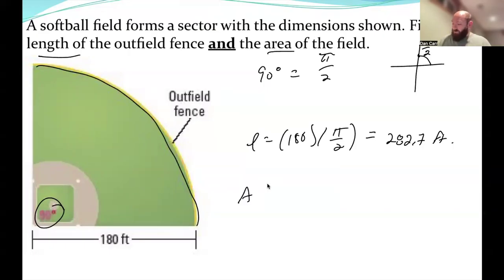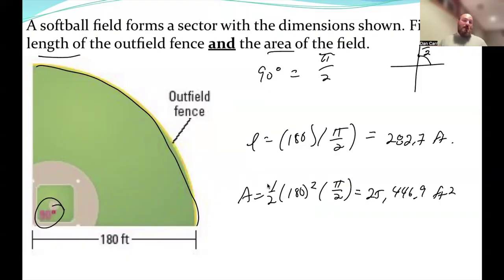And then for area, that's going to be 1/2 of my radius squared times my pi over 2 there. So I put that in my calculator and I get 25,446.9 square feet on that one.